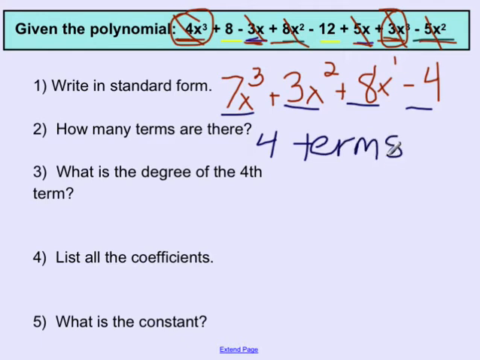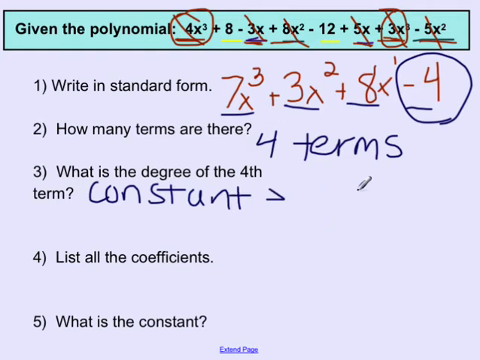What is the degree of the fourth term? Well, if I look at the fourth term, that's a constant. So maybe make a note to yourself. Whenever it's a constant, it has a degree of 0. So whenever something is a constant, it has a degree of 0.